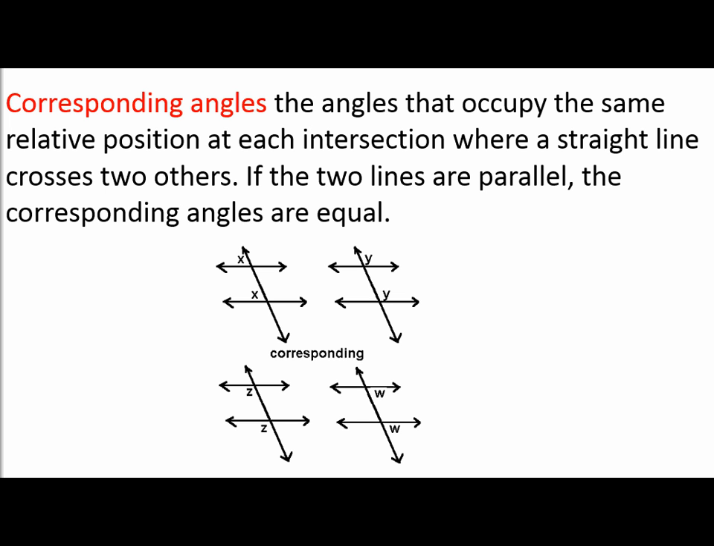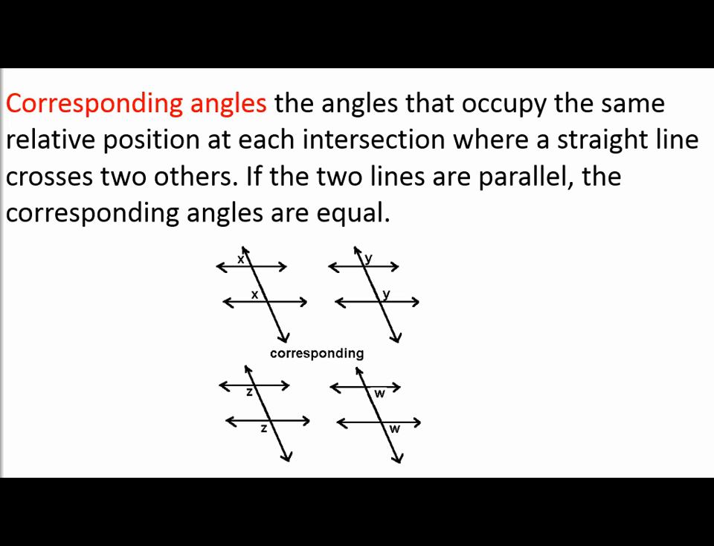If the 2 lines are parallel, the corresponding angles are equal. If the lines are not parallel, then they will not be equal. An easy way to see this is that they're on the same side of the transversal. One of them is interior, between the lines, and the other one is exterior, but they're not adjacent. Adjacent means next to each other. So that's what we call corresponding. Once again, if the lines are parallel, those 2 angles are equal.